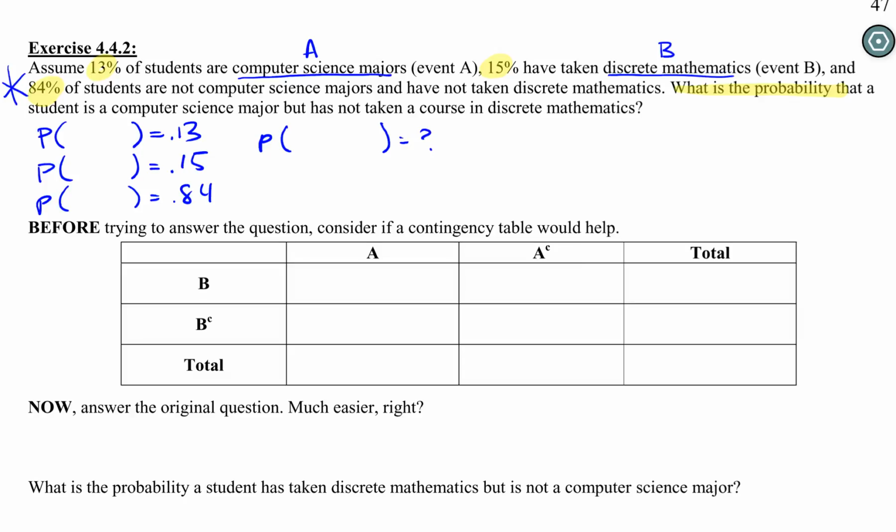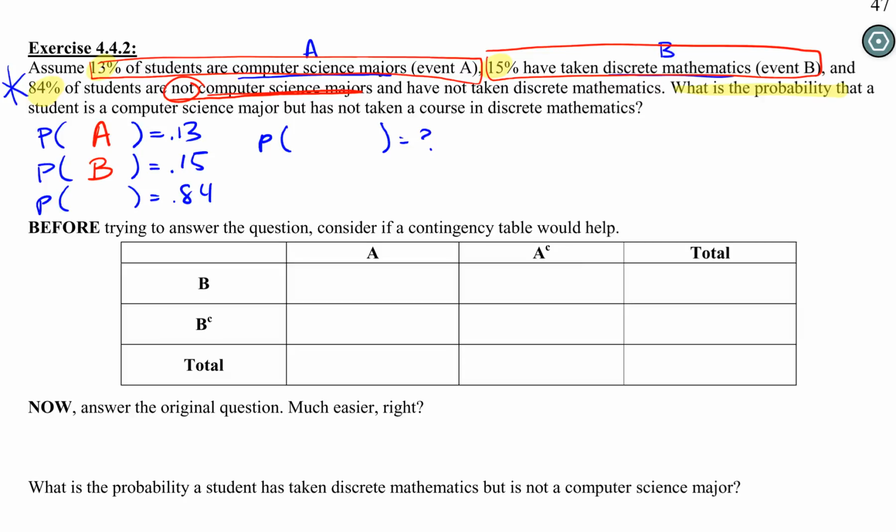All right, so what you should have done is read through and look at each probability. So the 13%, the only thing in that particular sentence is computer science major. Nothing about discrete math at all. So this is our A by itself. The next section, 15%, nothing about computer science, just says that they have taken discrete math. B by itself. Our 84% are not computer science majors. So computer science was A, but we have not A, right? So this thing is A complement.